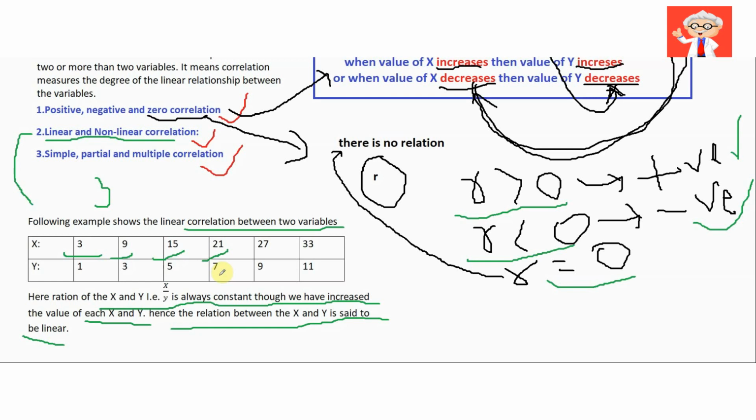Such type of correlation is defined as the linear correlation. If the correlation is not linear, then it is defined as the non-linear correlation. At last, to be a linear correlation, the ratio x by y should yield a constant value. Here 3 by 1 equals 3, 9 by 3 equals 3, 15 by 5 equals 3. So to be linear, the ratio must be constant.